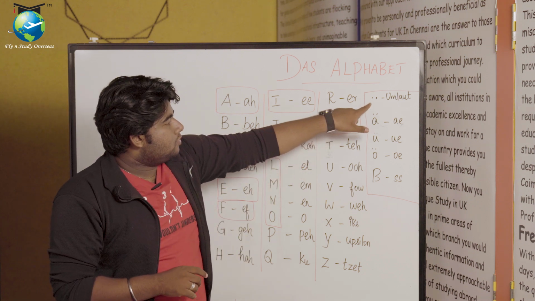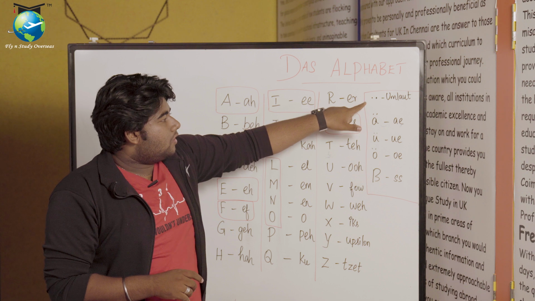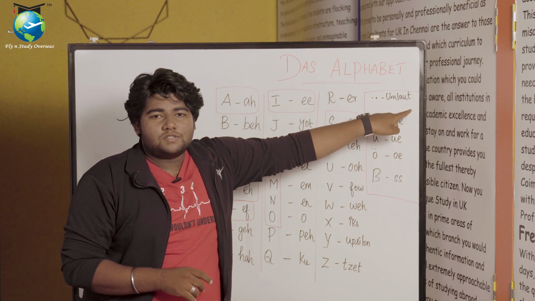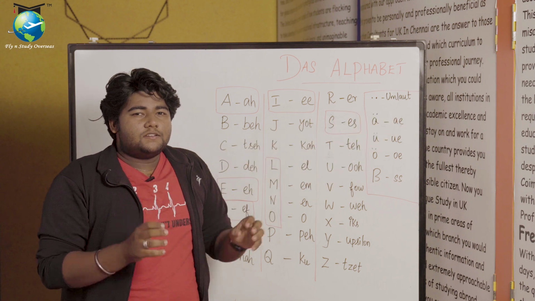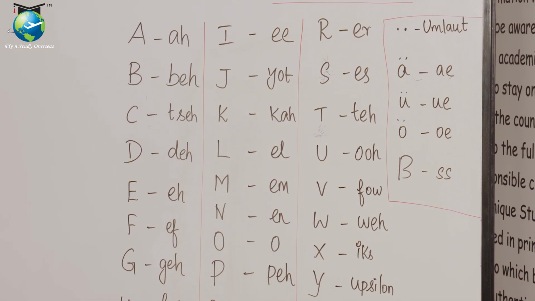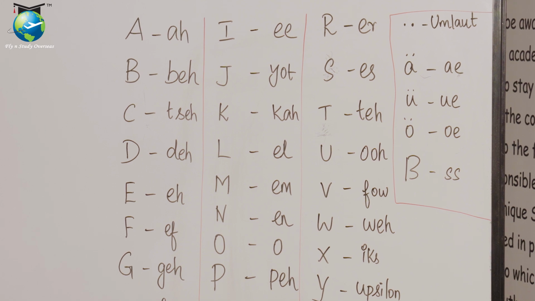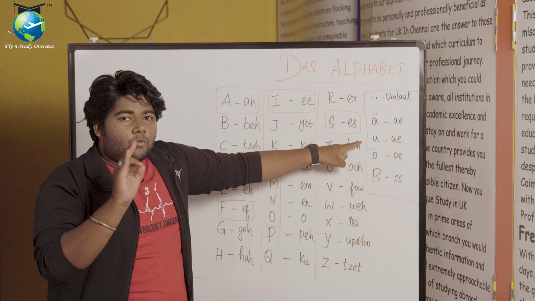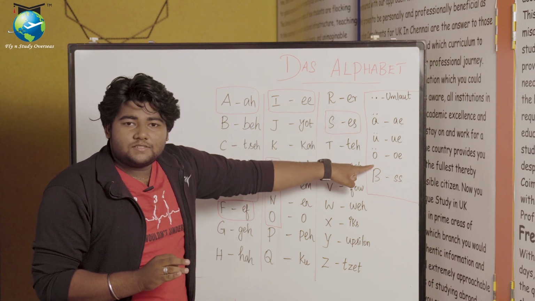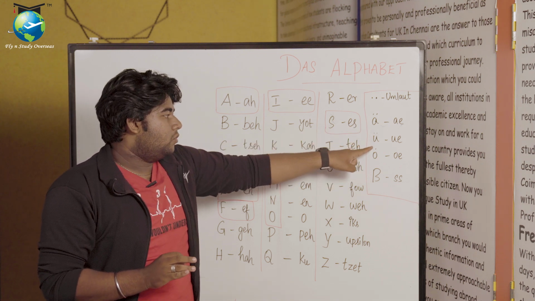So can you see these 2 dots here? These 2 dots are basically called umlaut. Pronounce it after me, umlaut. Okay, and the main thing is the umlauts are used only on A, U and O. You can find umlauts only on these three alphabets. Okay, A, U and O.